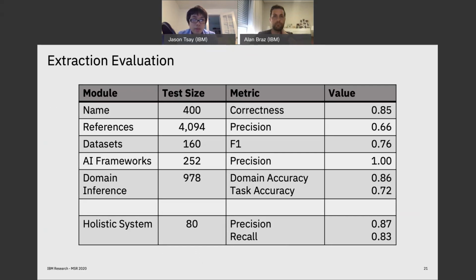We had to look at all of the metadata that was generated to see how precise and how accurate it was, the false positives and false negatives, and it took a lot of time. If you look at this as a whole, something that jumps out at you is that, for example, for AI frameworks, our precision is very high. For other modules, such as references and datasets, the precision tends to be a bit lower. So it tells you that some of our modules are better than others. But in general, our system has roughly 87% precision and about 83% recall.